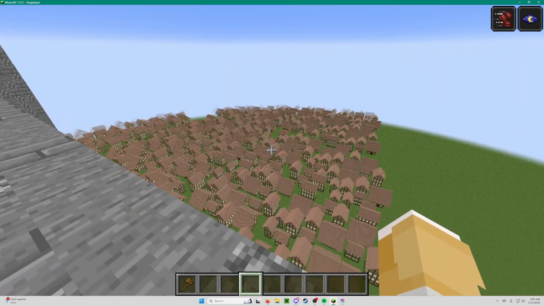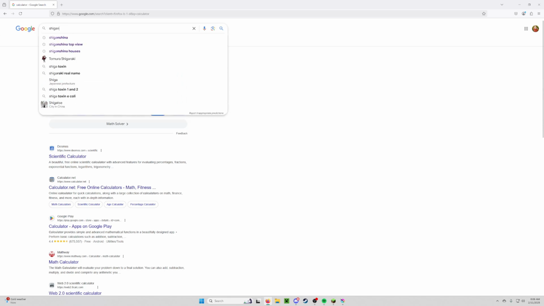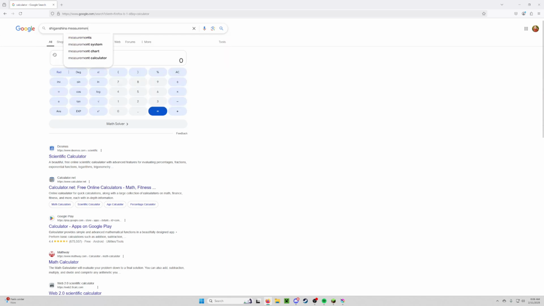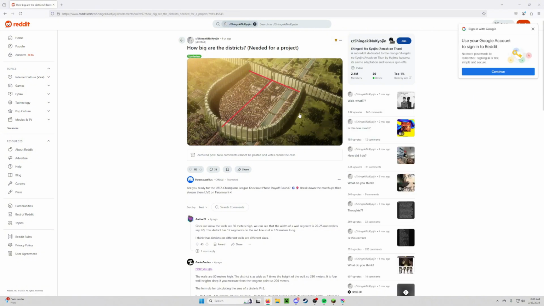So let's start with an example. You're going to want to be familiar at least with what you're building, or familiar to a point where you can Google the specifics. For example, for Shiganshina, this is what I used. Typically, there will be something for what you're looking for, especially on Reddit.